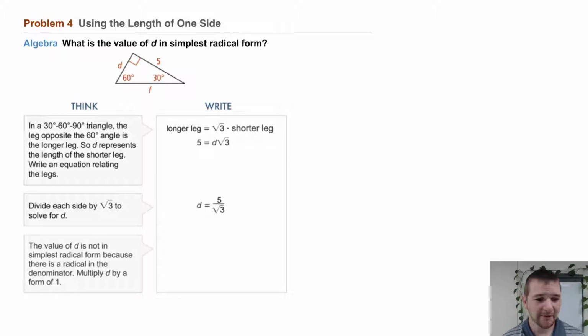What we would think: the value of d is not in simplest radical form because there's a radical in the denominator. So multiply d by a form of 1. So we multiply 5 over the square root of 3 times the square root of 3 over the square root of 3. That's our version of 1. And that equals 5 root 3 over 3. So d, that we were asked to solve for, equals 5 root 3 over 3.